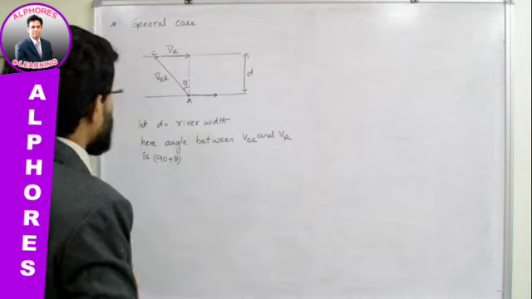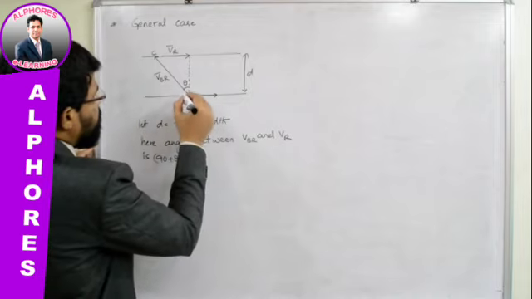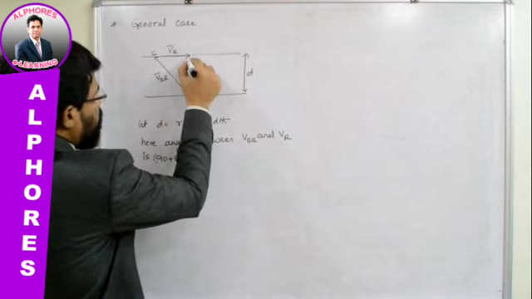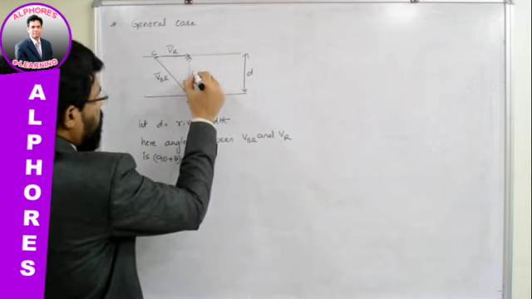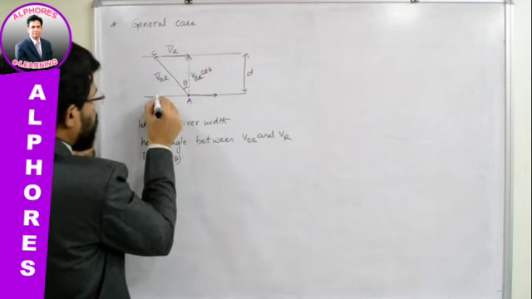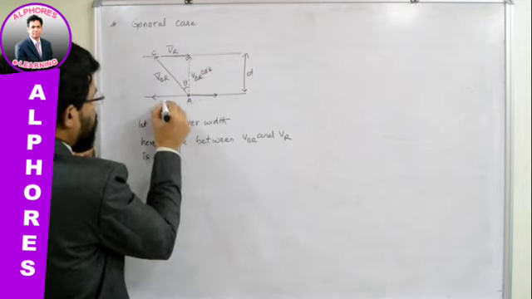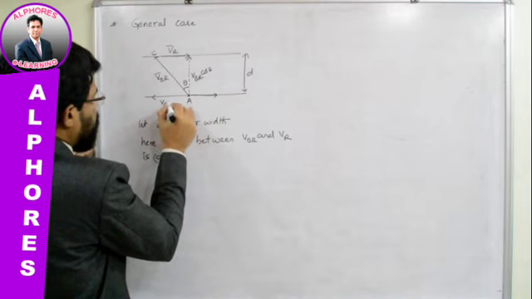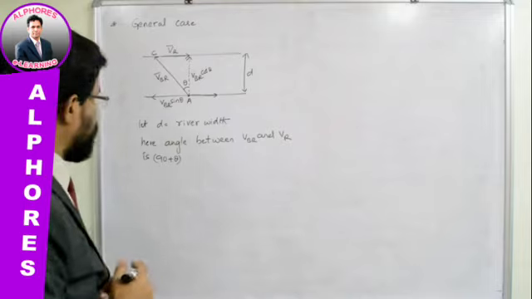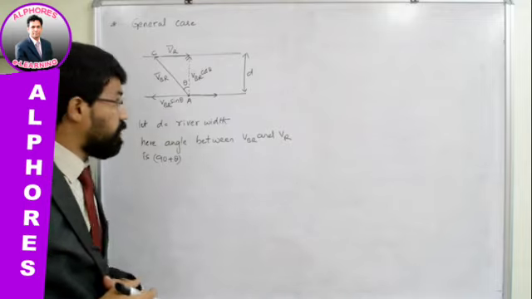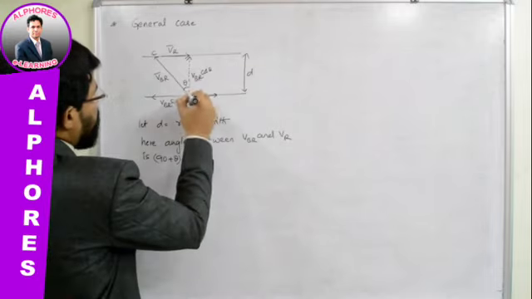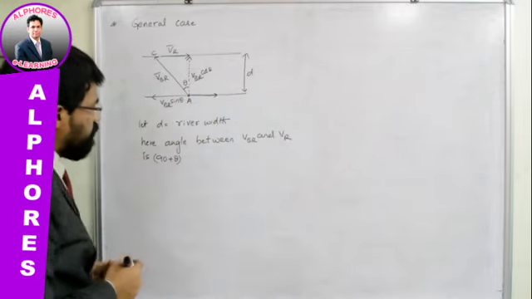Now, I will resolve this VBR into two components. Since it is making an angle theta with this line, along this line I can have VBR cos theta, and in this direction I can have the sine component, VBR sine theta. From our vectors conceptual knowledge, we know how to resolve a given vector. So this is how VBR can be resolved into two components: VBR cos theta and VBR sine theta.